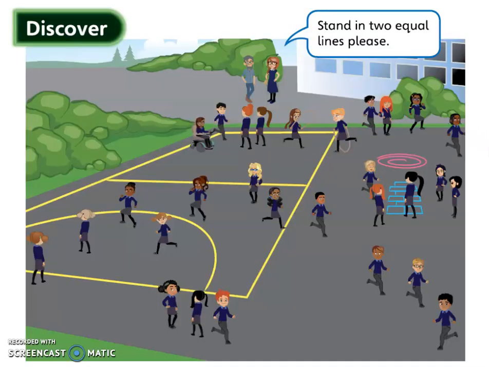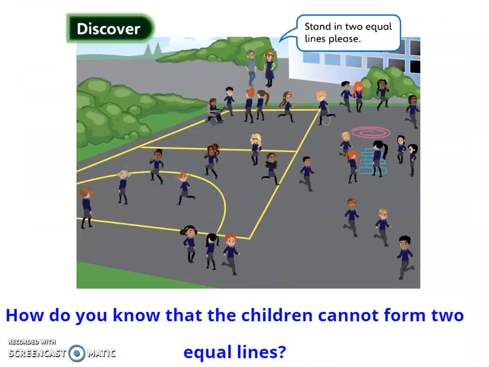So opening up our textbook, we can see that our first problem is relating to our playground, and the teacher's trying to get the children to stand in two lines. For question 1a, we're asking, how do you know that the children cannot form two equal lines? So take a look at the number of children. Is it odd or even? What does that tell you about whether we can form equal lines?